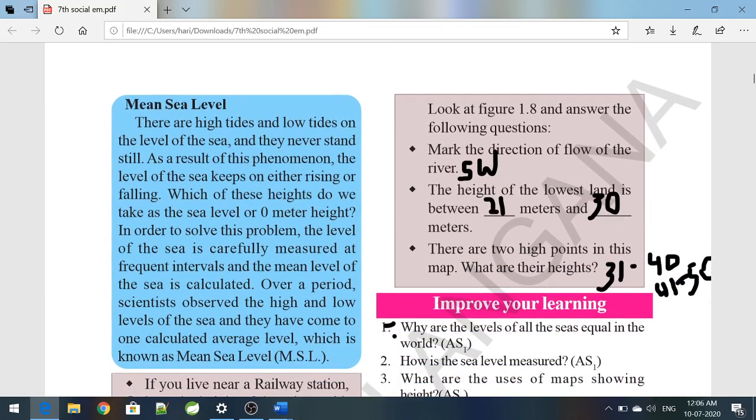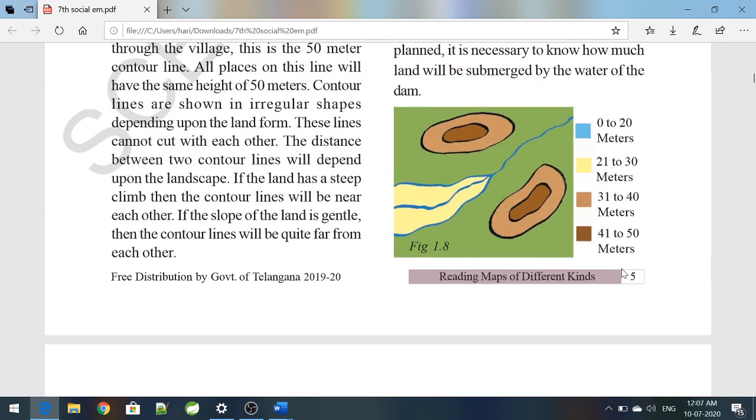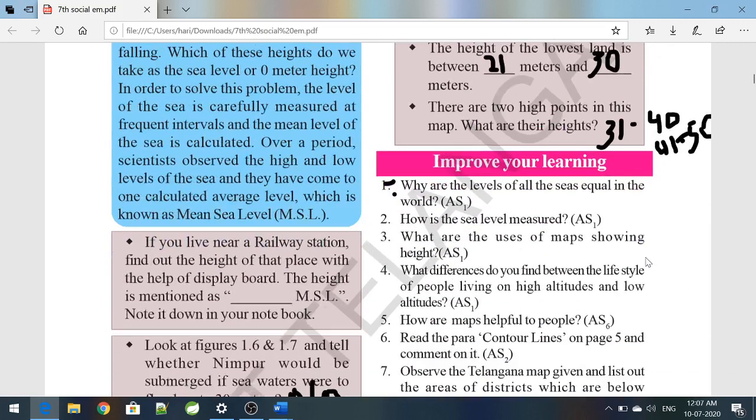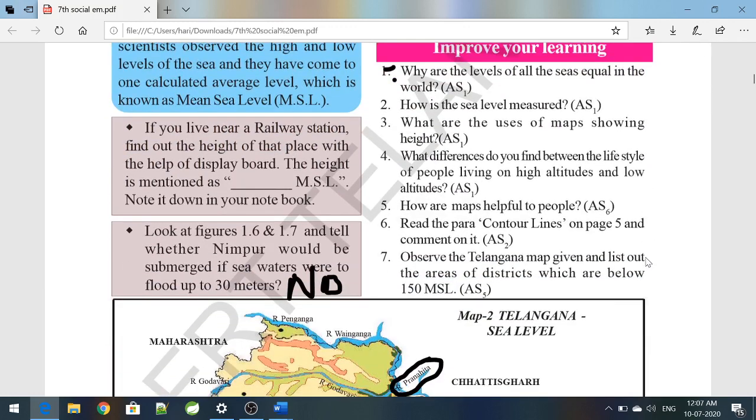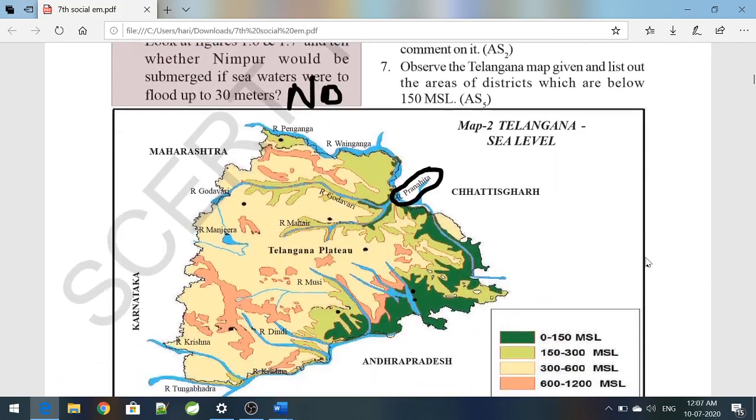There are two height points in this map. What are they? This is the one high point, and this is the second high point of the Telangana map.